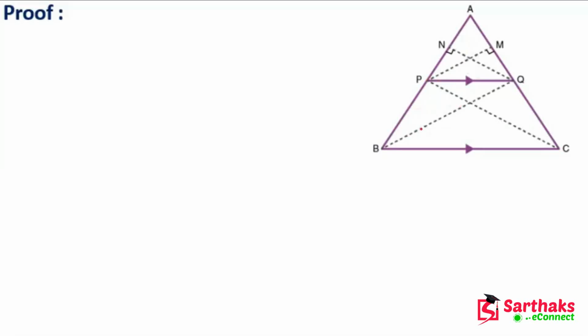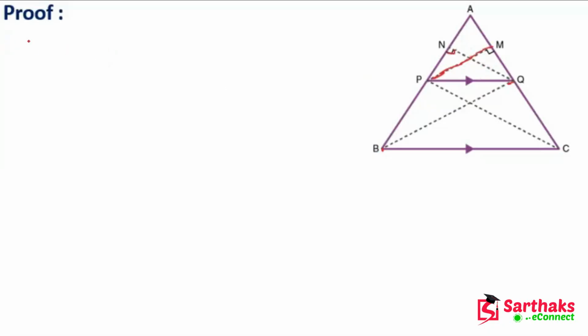Now, the first construction is that we have to join B to Q, and we have to join P to C. Next, we have to draw the perpendicular QN on AB. So this is what QN is, the perpendicular line. Similarly, again we have to draw a perpendicular line, which is PM, and this is perpendicular to AC.